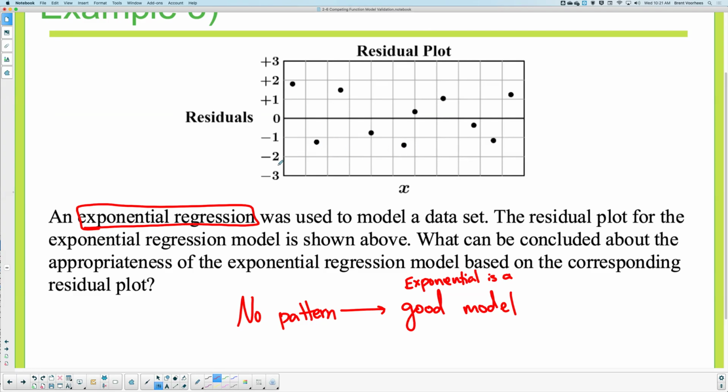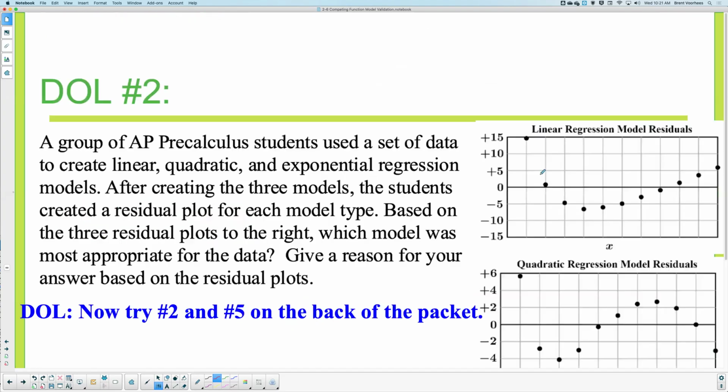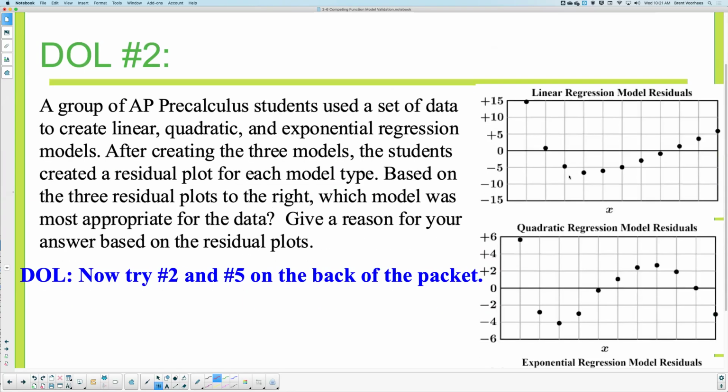Nothing is outside of 2. The greatest error you ever have, it looks like at this point, is less than 2. So this is a very accurate model. It predicts pretty good values. Okay? So you could look at this problem here.